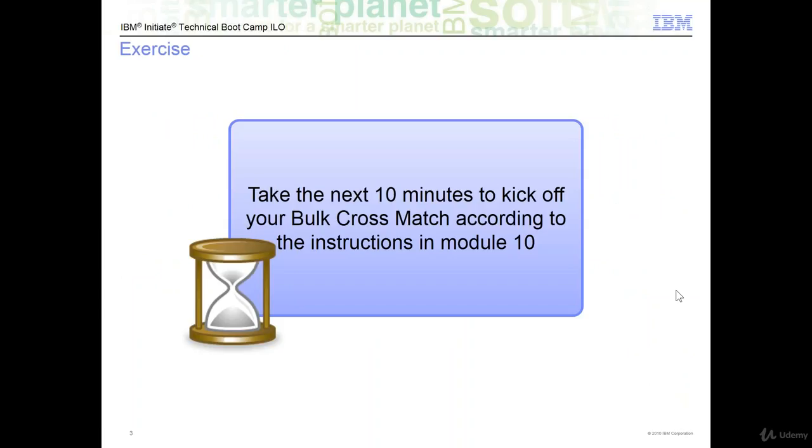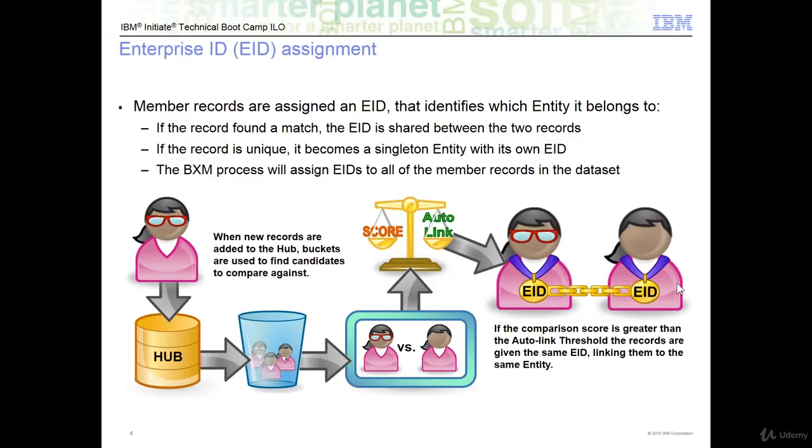Talking of the enterprise ID assignment, the member records are assigned an EID that identifies the entity to which each belongs. So if a record finds a match, the EID is shared between the two records.